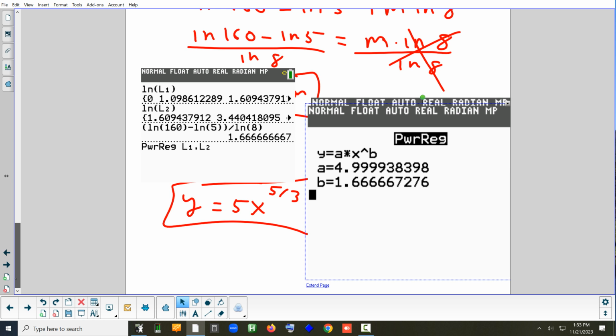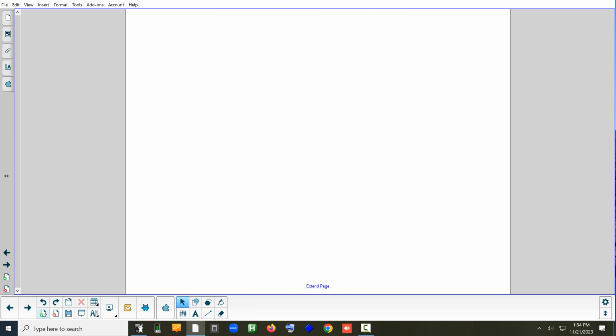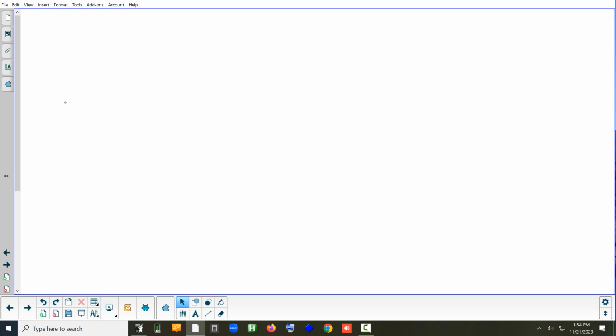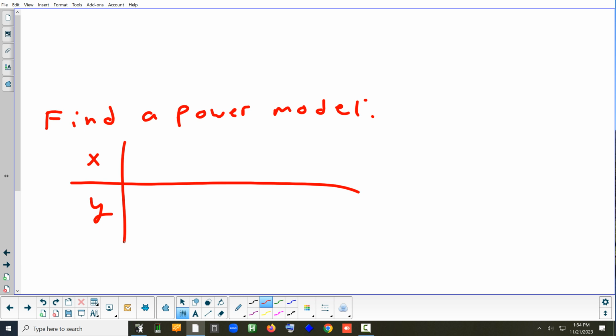Okay, so I'm not even going to ask you if a power model is appropriate this time. I'm just going to tell you it is appropriate. Let's find it. So to find a power model, we need data to work with.